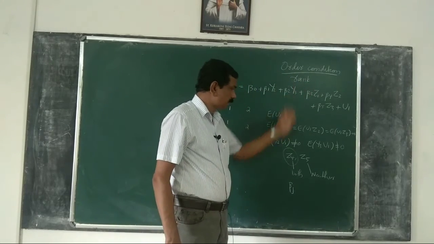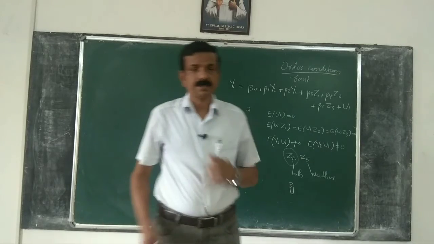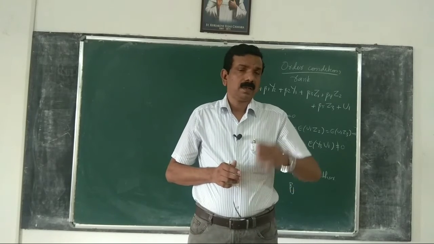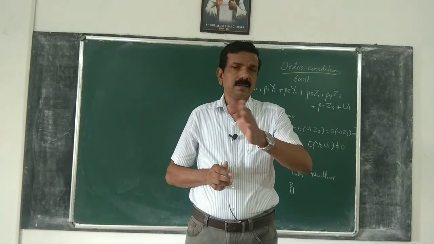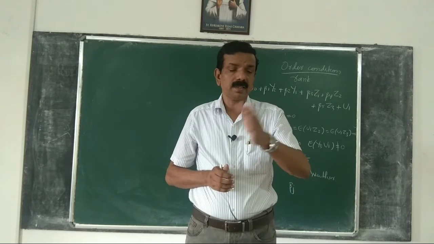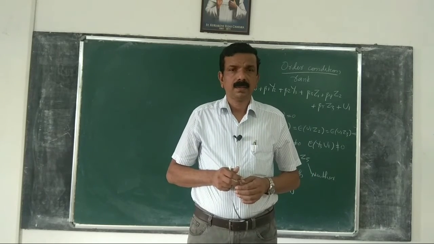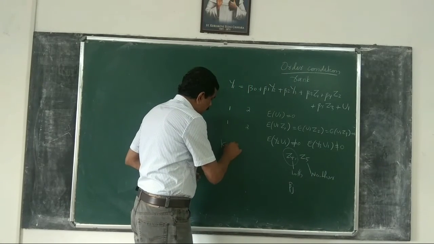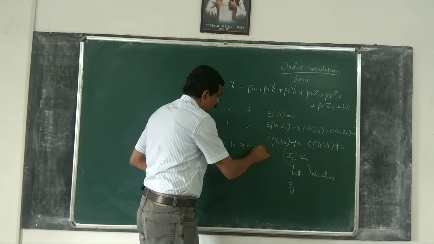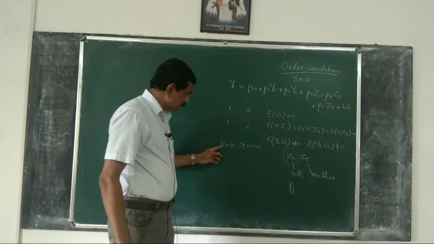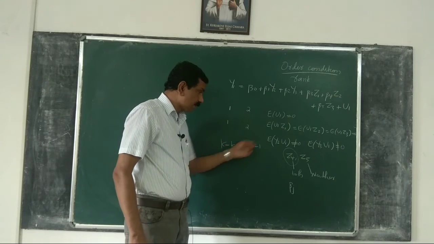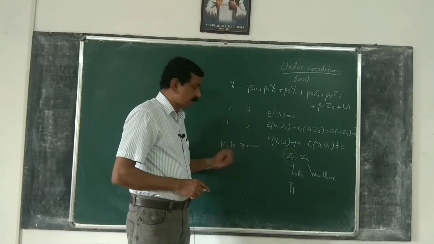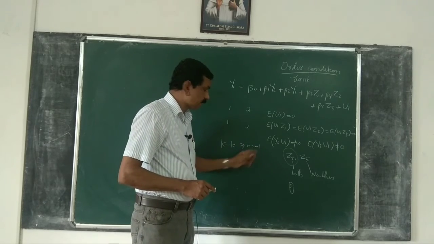Let me consider this from a different perspective. While discussing simultaneous equation models, we have discussed the necessary and sufficient conditions as order condition and rank condition. The order condition was K minus k greater than or equal to m minus 1. K minus k is the number of predetermined variables excluded. M is the number of endogenous variables in that equation, minus 1.